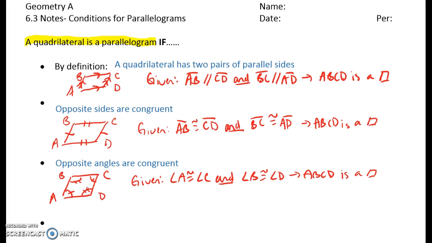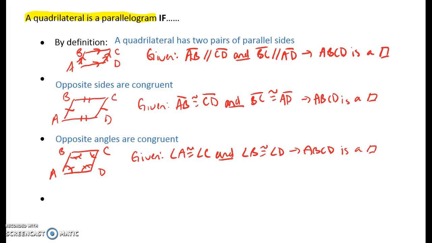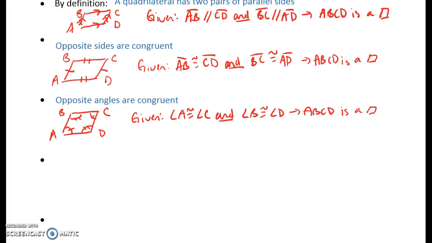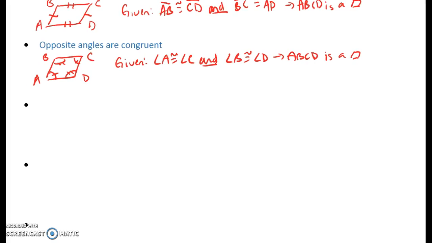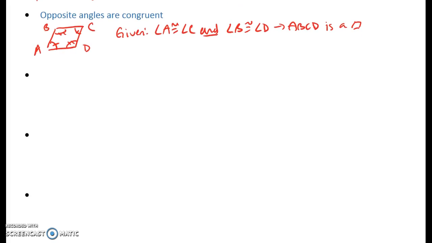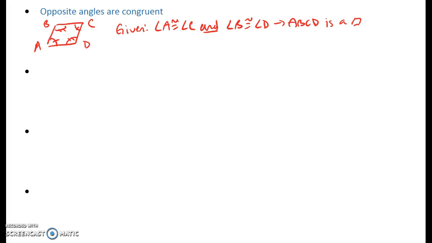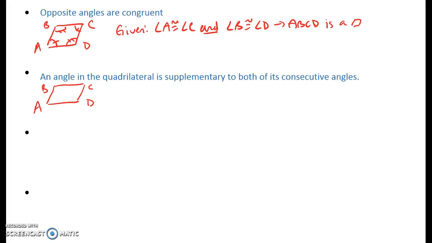All right? Okay, next thing, again, thinking back to what we looked at before, if we know we've got consecutive angles that are supplementary, that'll also tell us we've got a parallelogram. And just like before, we need to know 2 things. So we don't need to know that all the consecutive angles are supplementary, but we just need to know that an angle is supplementary to both of its consecutive angles. So what does that mean?